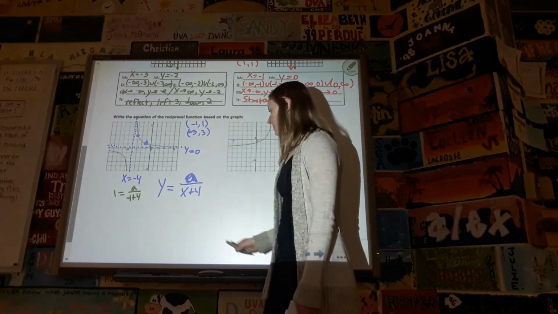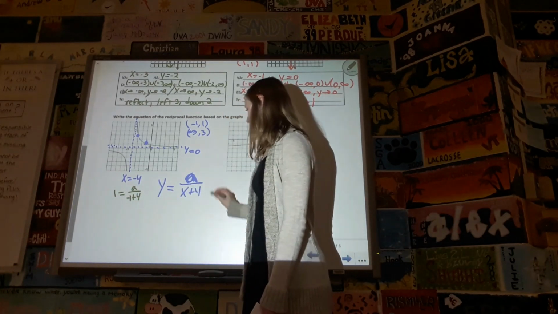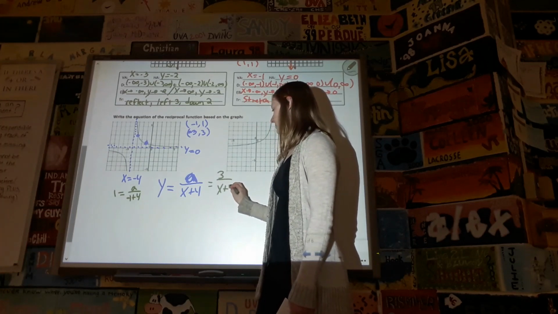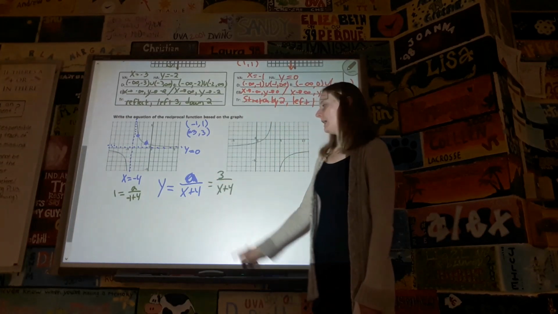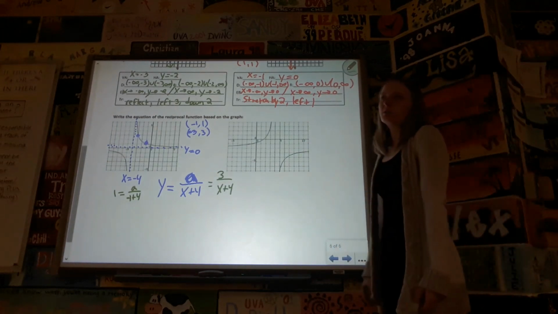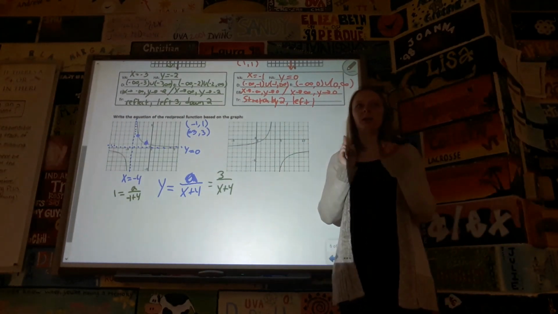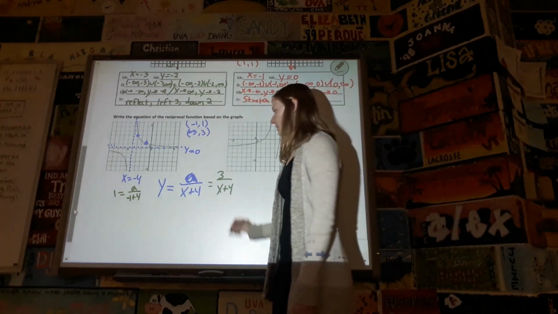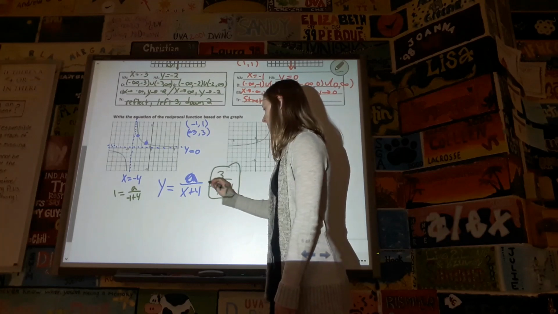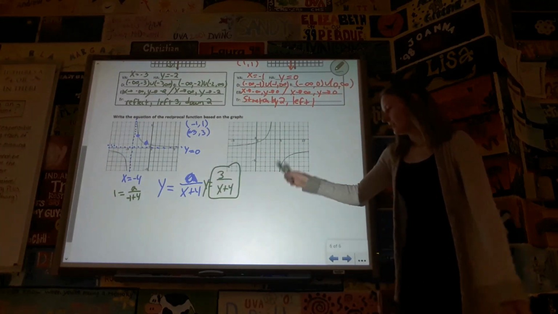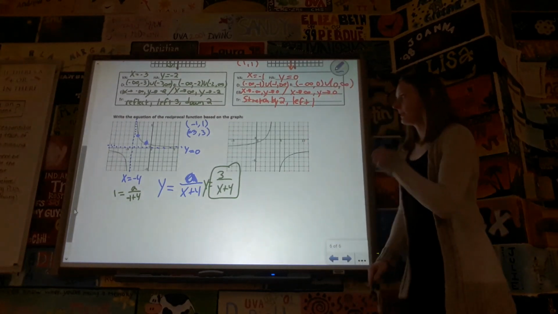So A is 3. So when you write your final version of the equation, it's 3 over x plus 4. That would be my equation: y equals 3 over x plus 4. So that's how you find A. Pick a nice point on here, plug in the x and the y, and then you can find the number. Okay? So that would be my final equation right there.